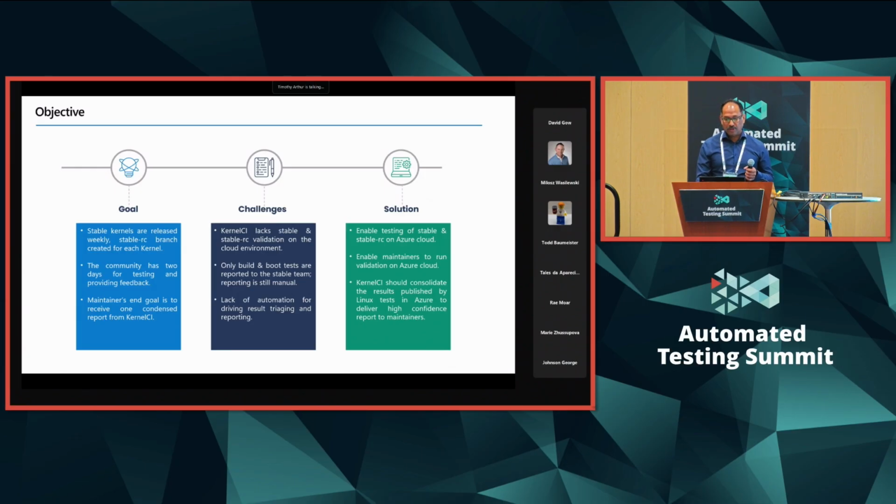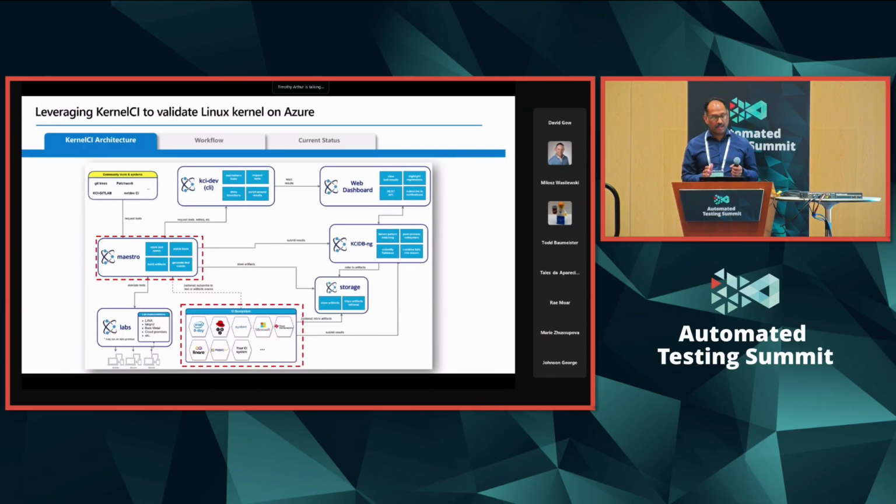Right. So let's see how we leverage KernelCI to validate the Linux kernel in Azure. Gustavo touched on this architecture, and Minas also talked about it briefly, so I'm not going to take much time on this one. I just wanted to highlight the two important parts, both bordered by red rectangles.